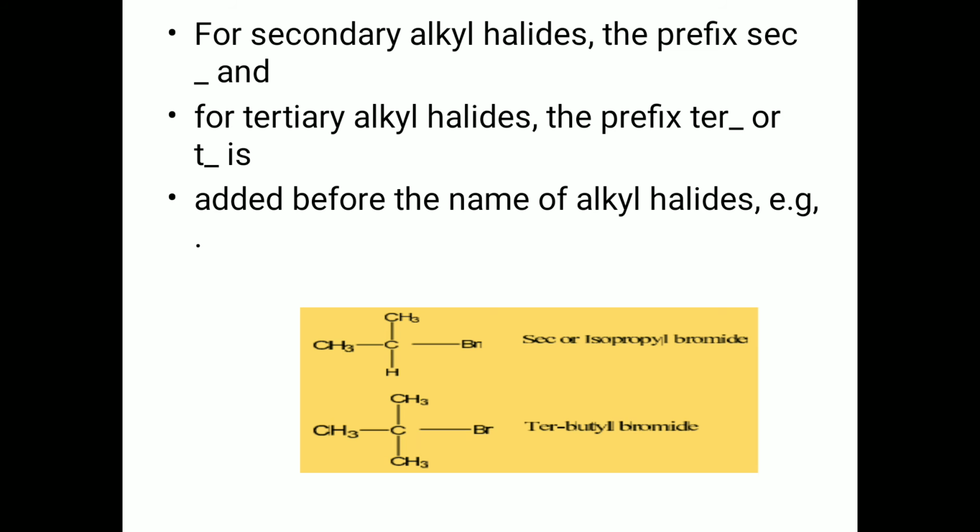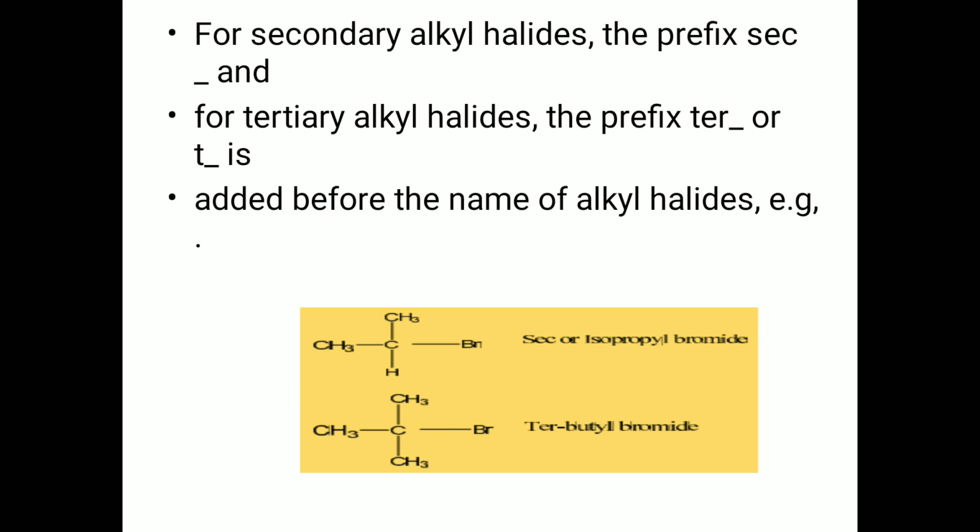For secondary alkyl halides, the prefix sec, and for tertiary alkyl halides, the prefix tert or t is added before the name of the alkyl halide. You can see here secondary butyl chloride, isopropyl bromide, and tertiary butyl bromide. We have added the prefix sec and t.